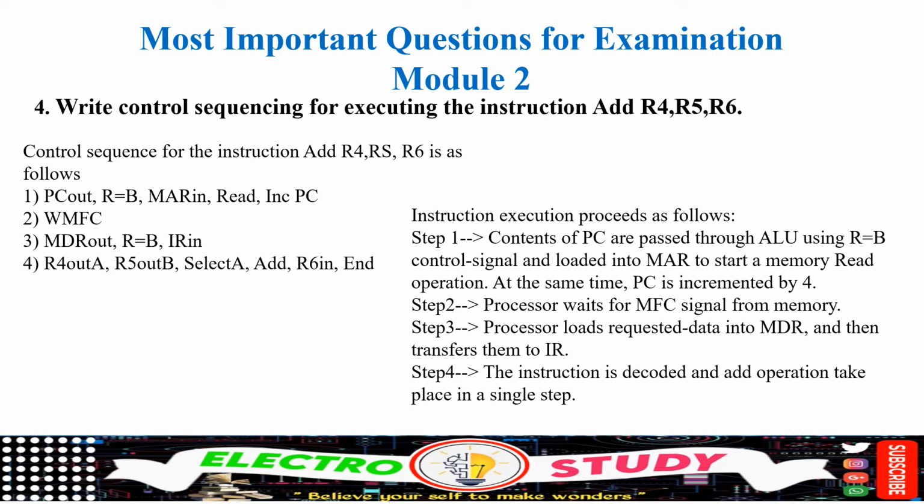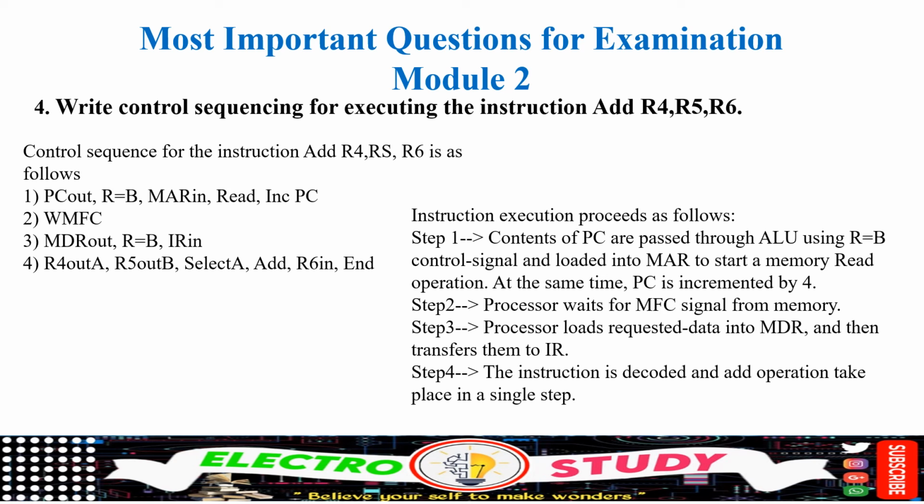In a better format to understand, in step 1 the content of the program counter is passed through the ALU, the arithmetic logic unit, using the R is equal to B control signal, and it will be loaded into MAR to start the reading process. Step 2: once it has started reading, the processor will be waiting for the MFC signal from the memory.